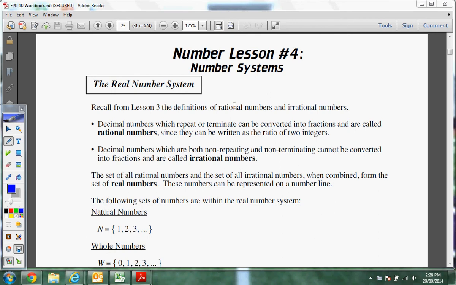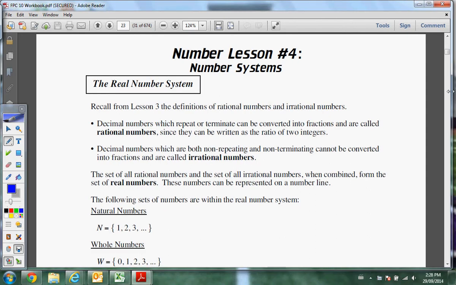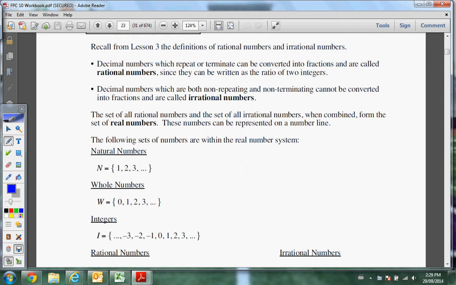So Unit 3, Lesson 4, number systems. We're talking about different types of numbers and how they're classified, with rational numbers in there. Recall from Lesson 3, decimal numbers which repeat or terminate can be converted into fractions, or called rational numbers. Decimal numbers which are both non-repeating and non-terminating are irrational. The set of rational numbers and the set of all irrational numbers will be combined to form the set of real numbers.